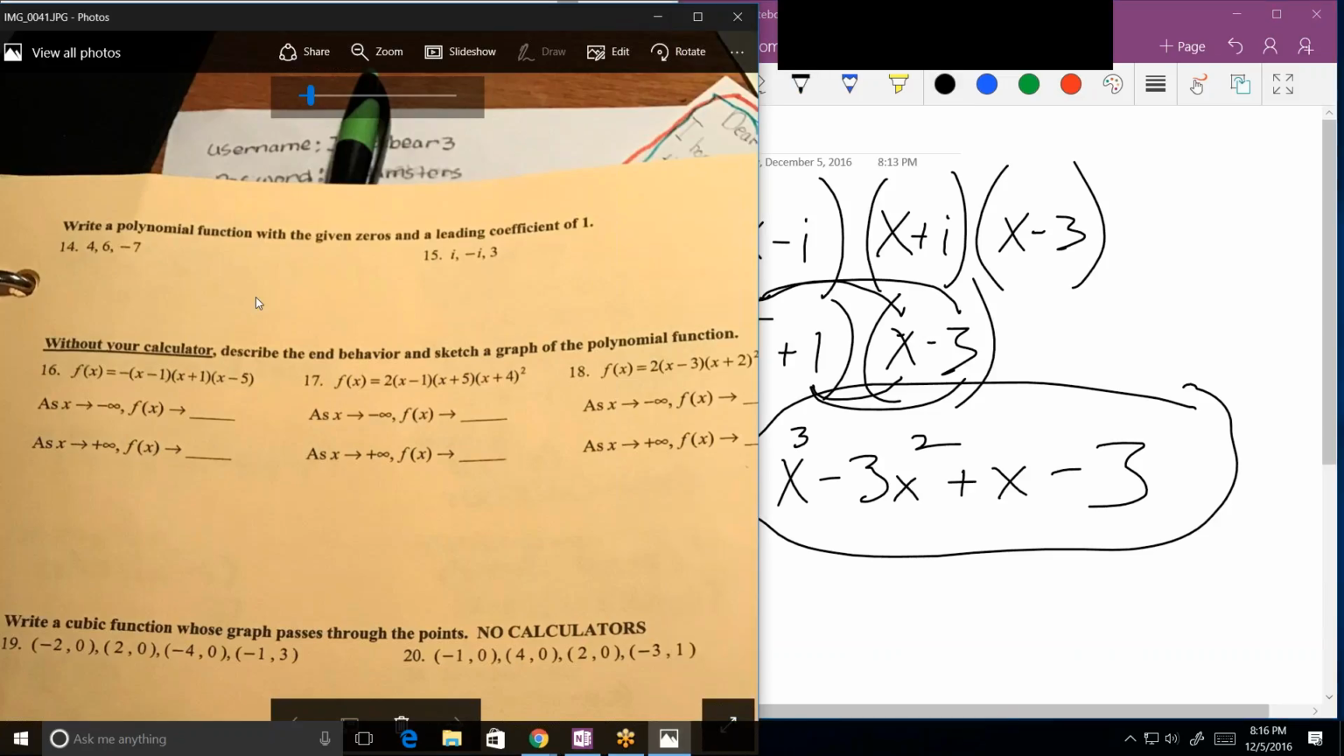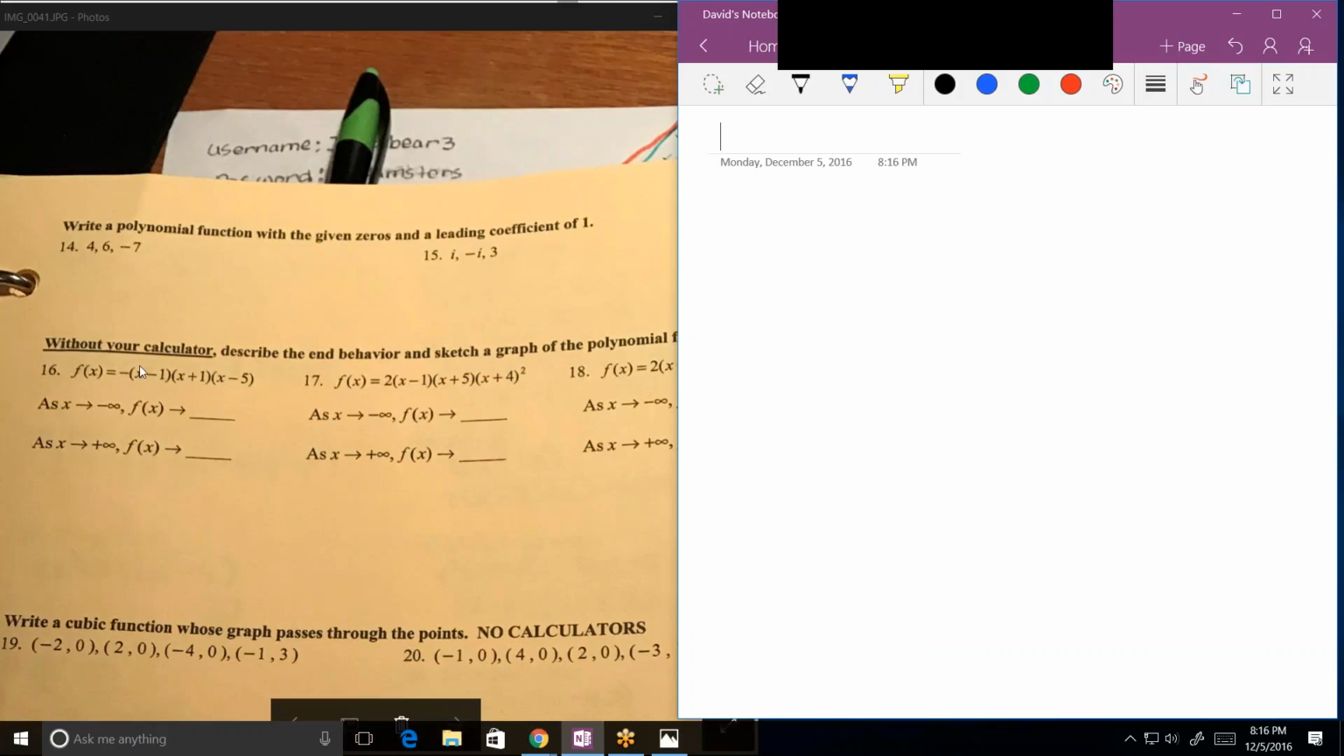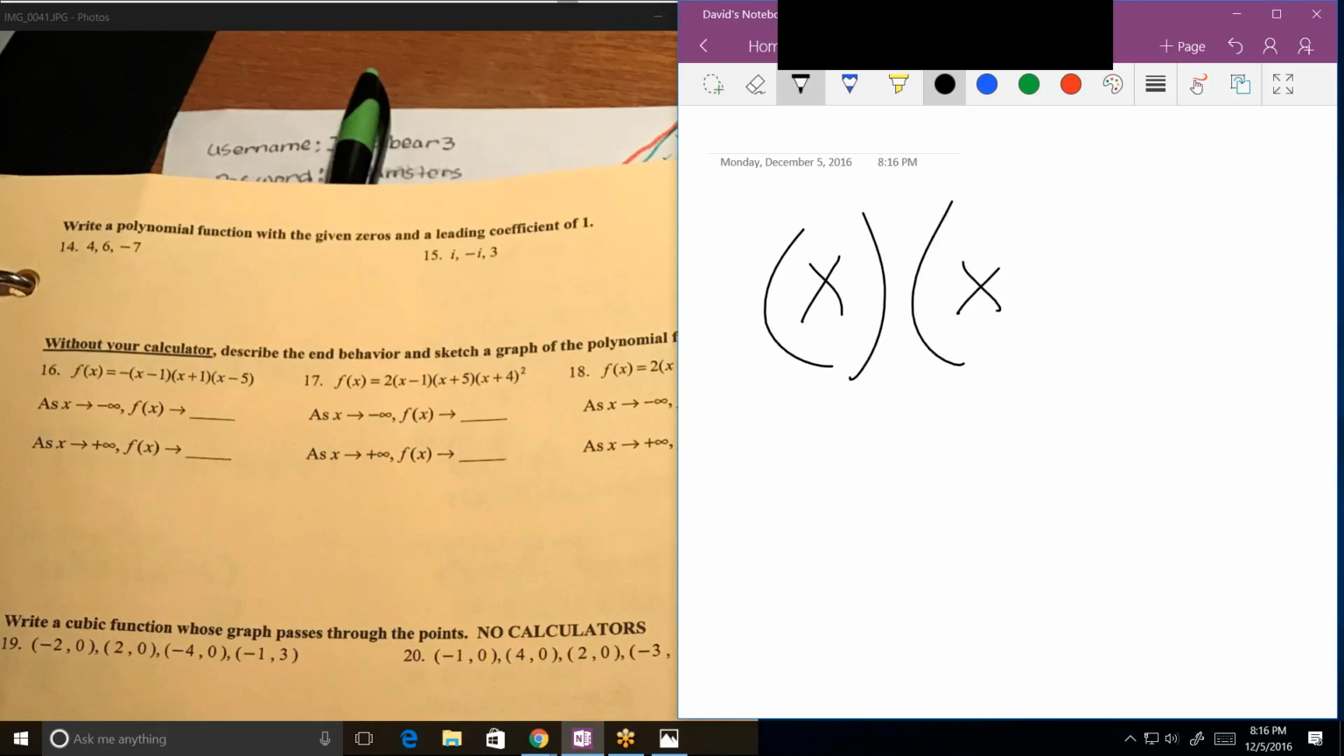End behavior merely is as x goes to positive and negative infinity, as they say down below. Let me just ask you: what's that equal to if x goes to positive infinity? X squared, if you substitute infinity for x? Positive infinity. So the limit of that as x goes to positive infinity is positive infinity.